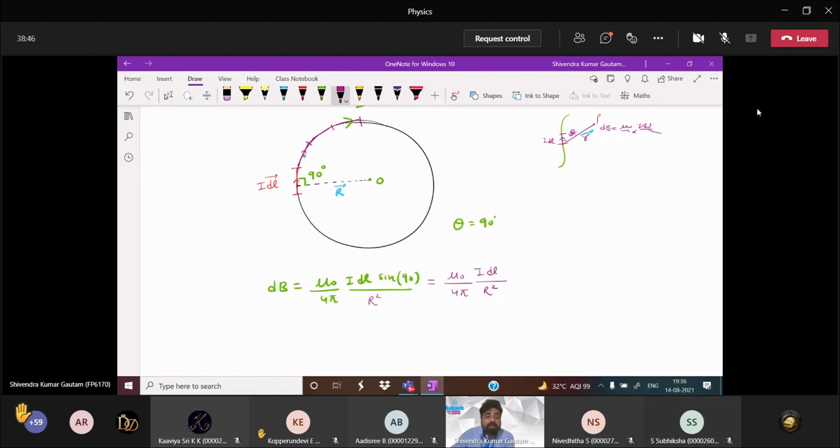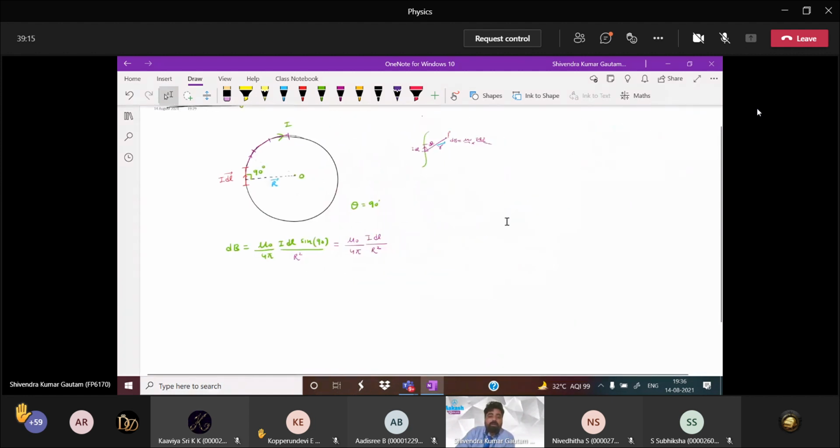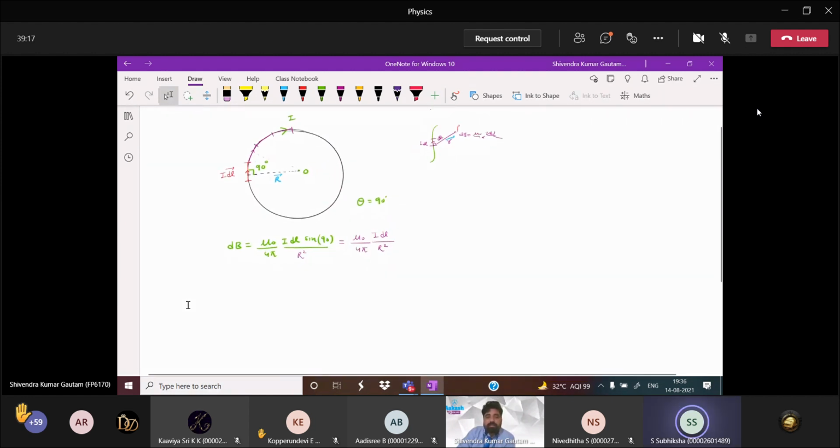Now tell me direction. Due to all the current elements, is the magnetic field direction same or different? Which rule will you use here? Curl your finger in the direction of current. Magnetic field is inward. Will all the magnetic fields add or not? All directions are same, so yes, they will add. If all will add, I want the total magnetic field. How to do? Integration.